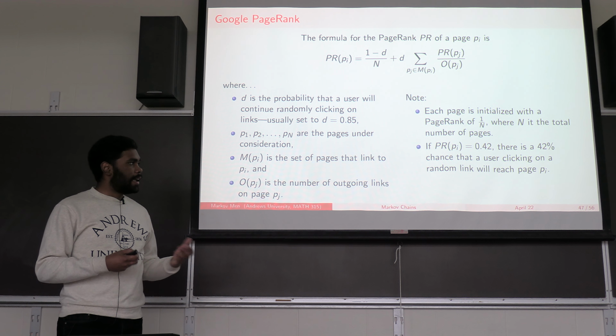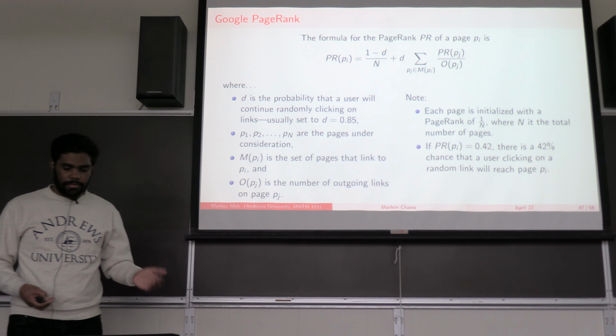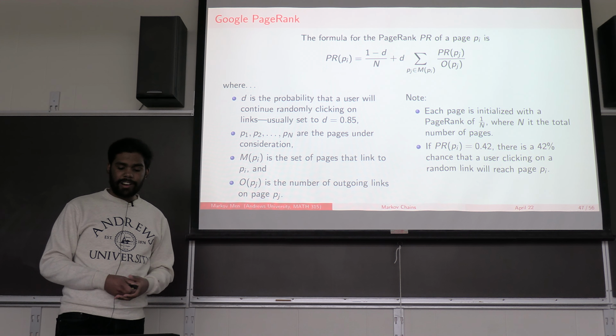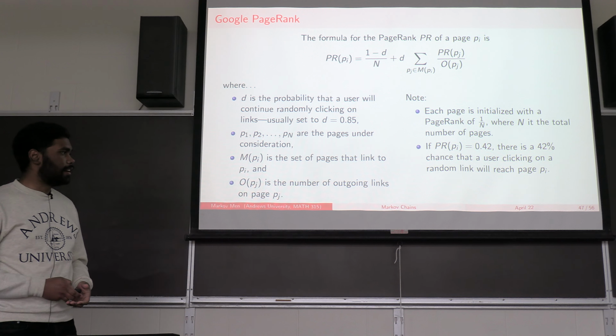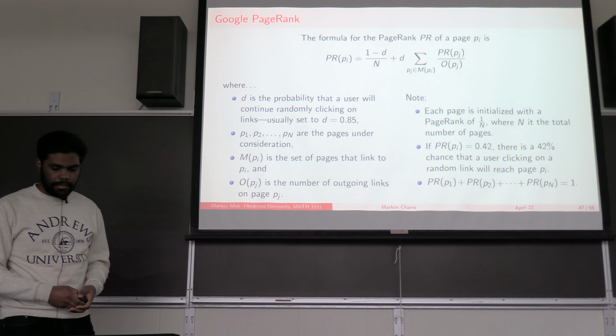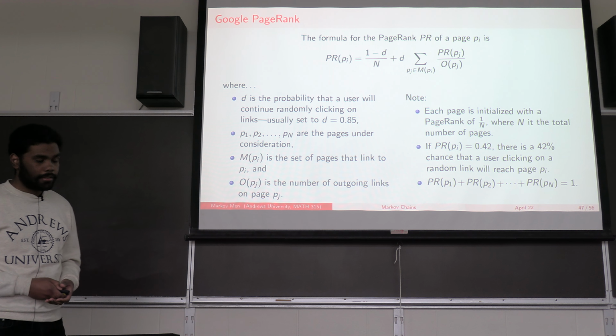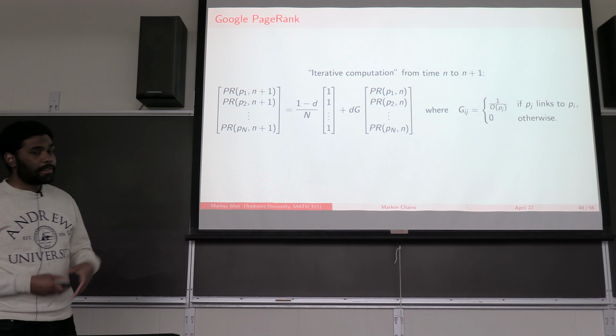If the PR of page Pi is equal to 0.42, there's a 42% chance that a user clicking on a random link will reach your page Pi. And lastly, all our PageRanks sum to 1, because this is a probability, and this was also demonstrated through their research. So how do we compute PageRank?